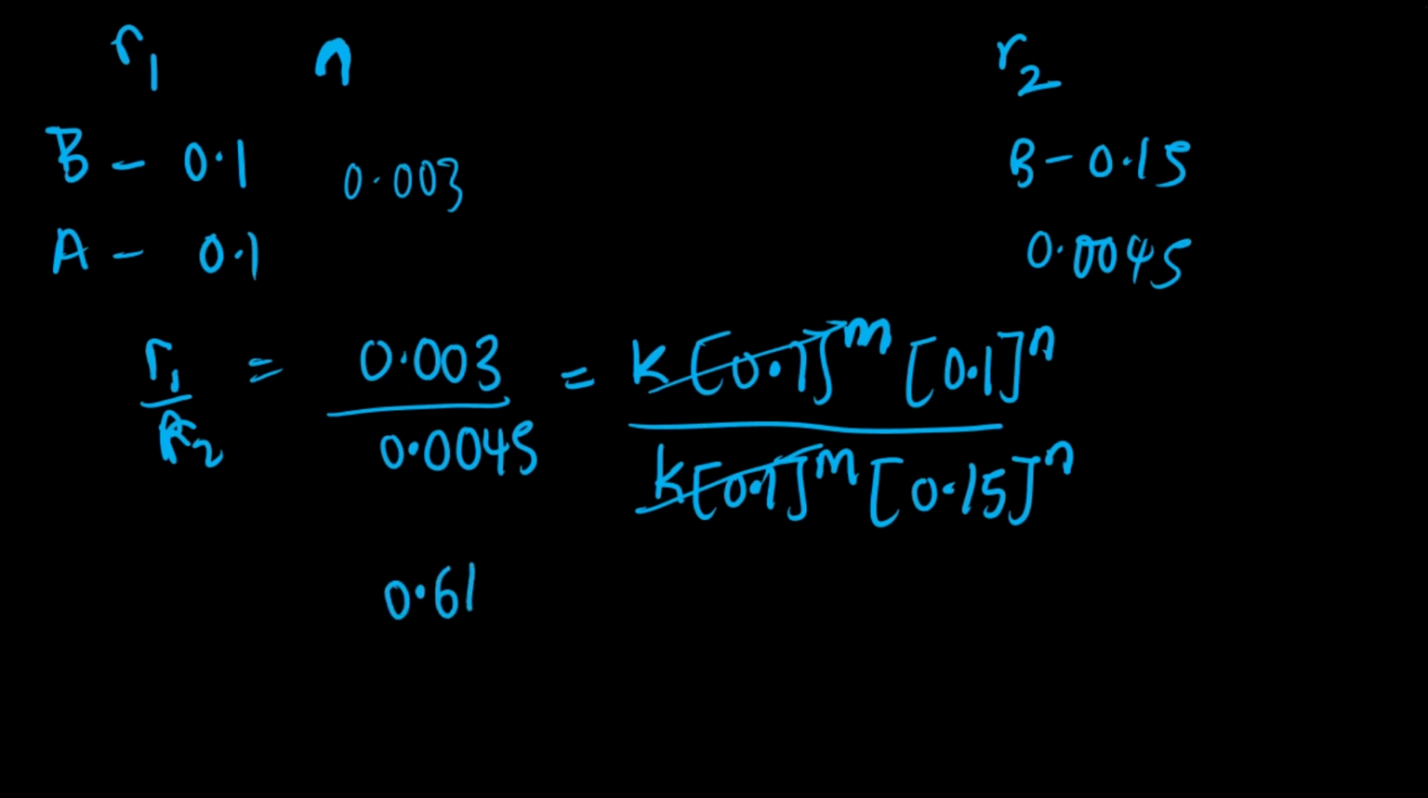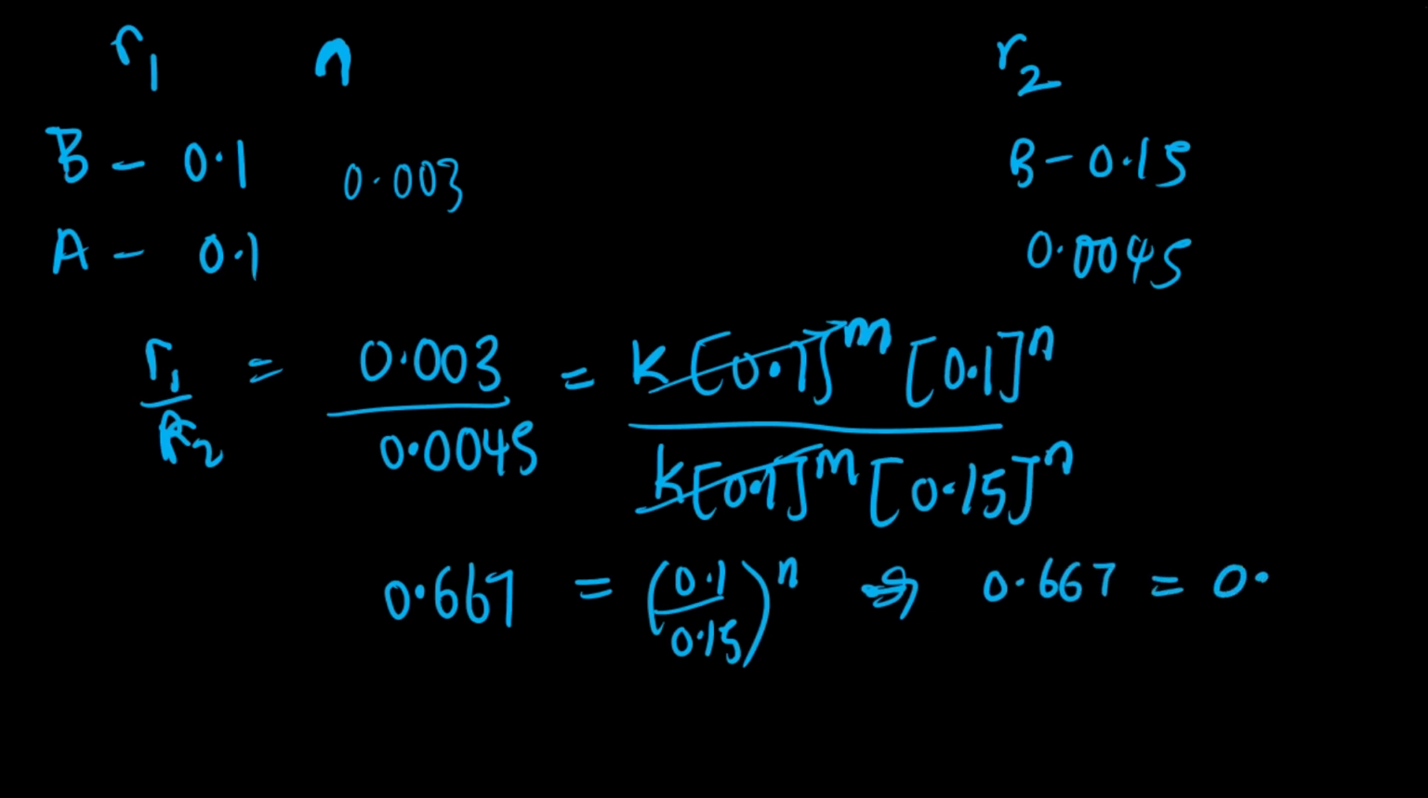Now performing this division we would have 0.667, and this is equal to, as earlier explained, we could take out the exponent and have 0.1 divided by 0.15 raised to the power of n. That's the division, 0.1 divided by 0.15, which is 0.667. Now this is very straightforward because we have the same number on both sides. There's an invisible 1 here, so 0.667 raised to the power of 1. Since the bases are equal, it means that the exponents would also be equal. This is another exponential law, so it means that n is equal to 1.